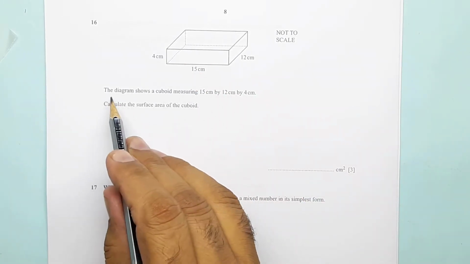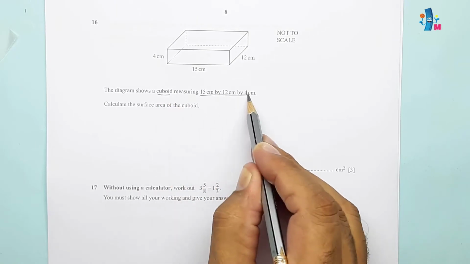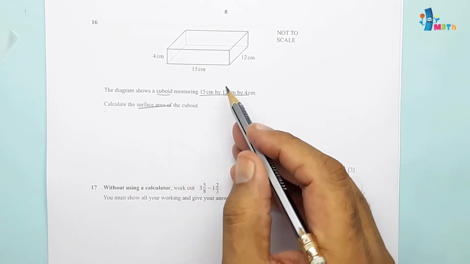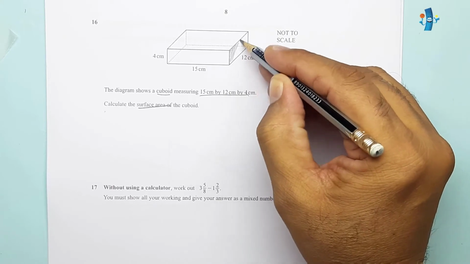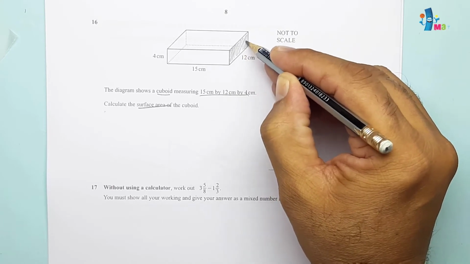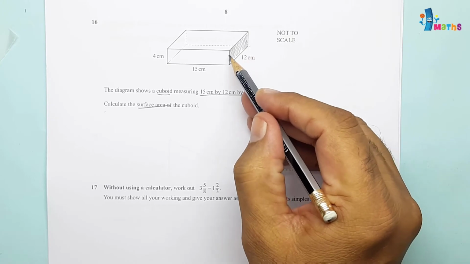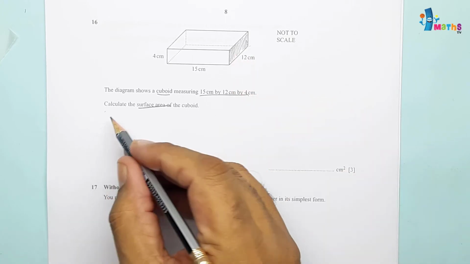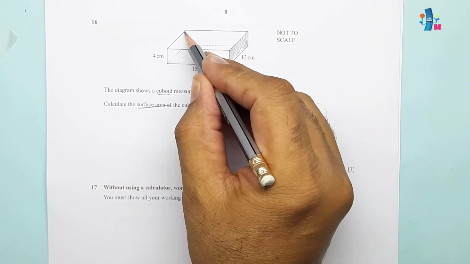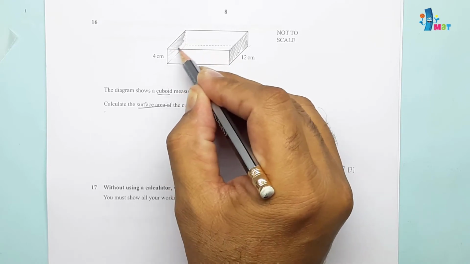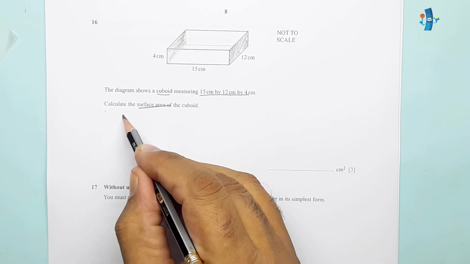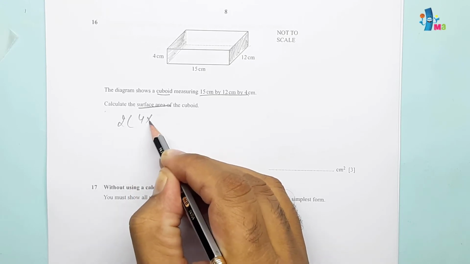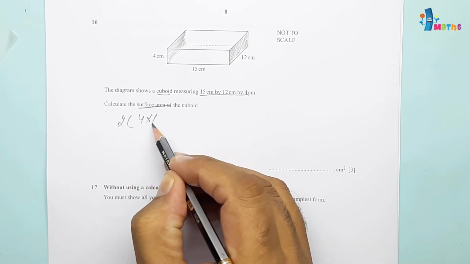Measurements are given. The diagram shows a cuboid. These are the measurements. Calculate the surface area. So for surface area, we can check this one. This side is 12 and height is 4. So this side and this side, two opposite sides we can take first. This will be 2 into 4 into 12.